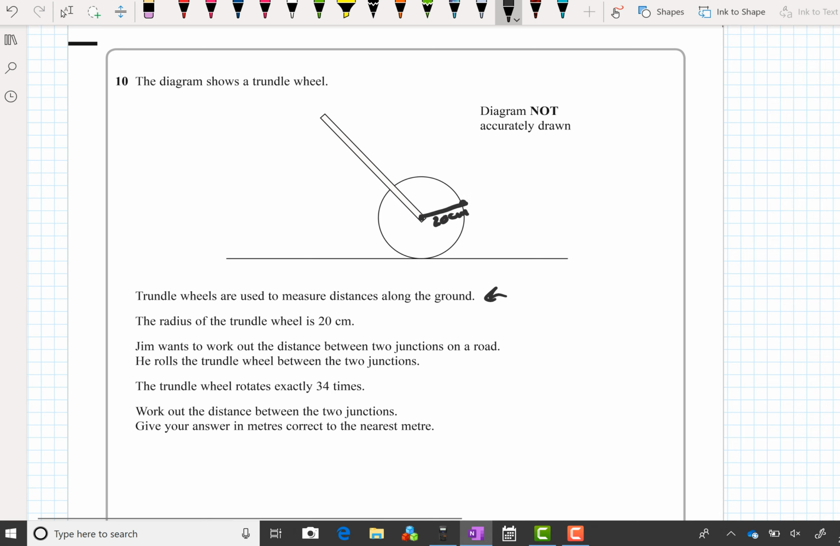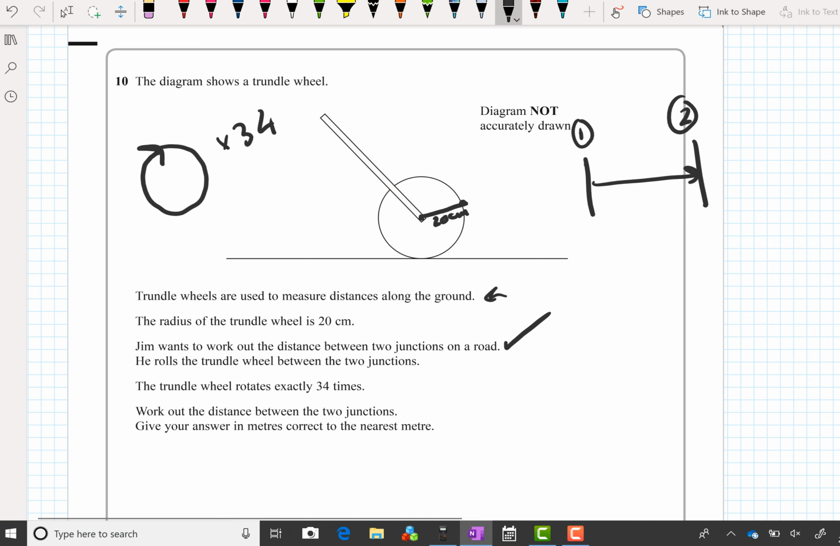Jim wants to work out the distance between 2 junctions on the road. So we've got junction 1, we've got junction 2, and he wants to work out the distance in between. He rolls the trundle wheel between the 2 junctions. The trundle wheel rotates 34 times. So if you think about it, if you've got your trundle wheel, it spins round that times 34, that distance.